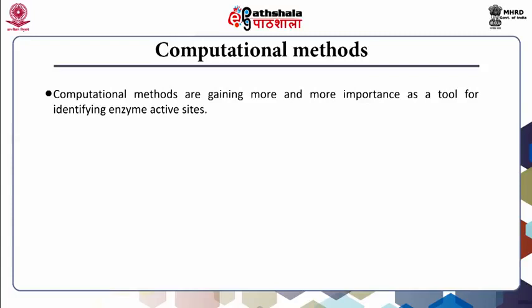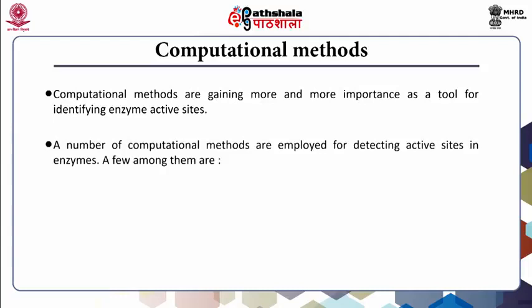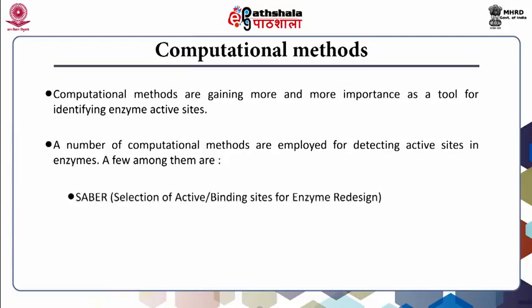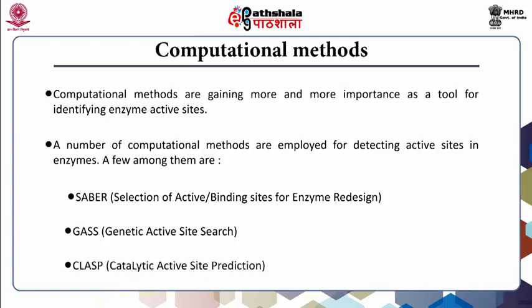Computational methods are gaining more and more importance as a tool for identifying enzyme active sites. A number of computational methods are employed for detecting the active sites in enzymes. A few among them are SABR, that is selection of active binding sites for enzyme redesign, which is a computational method for identifying active sites for new reactions. GAS or genetic active site search for identifying enzyme active sites with genetic algorithms is also a very popular one. CLASP, that is catalytic active site prediction, is a tool that detects active sites based on structural and electrostatic conformity.